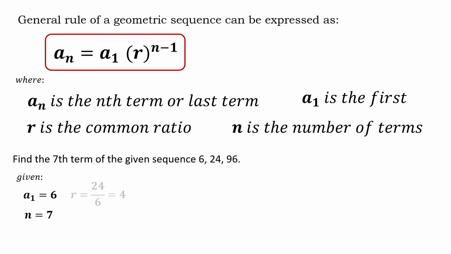Okay? So, get the ratio. Kailangan natin yung ratio natin, which is ahead term over behind term. So, yung ahead natin is si 24, yung behind is si 6. Then, ito na yung nahanap natin, si 7th term. Ano kaya yung pang-7 term? Okay, so we will use the formula, then we substitute the given.